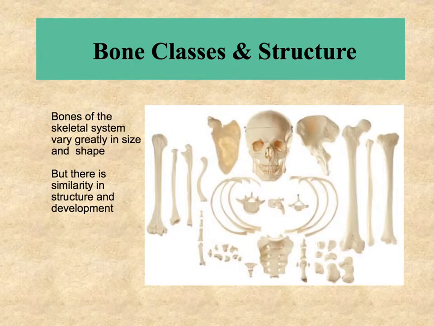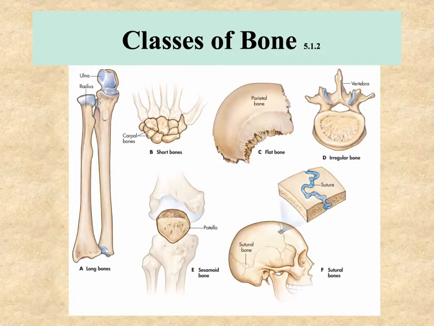So bones can be classified in several different ways. You can see from this picture that there are quite a variety of sizes and shapes in the human bone collection, but there is similarity in how they are structured and how they develop. There are 4 classes of bones I want to be sure that everybody knows, and then there's 2 more on here just for fun. The first one are long bones, and this name is very obvious.